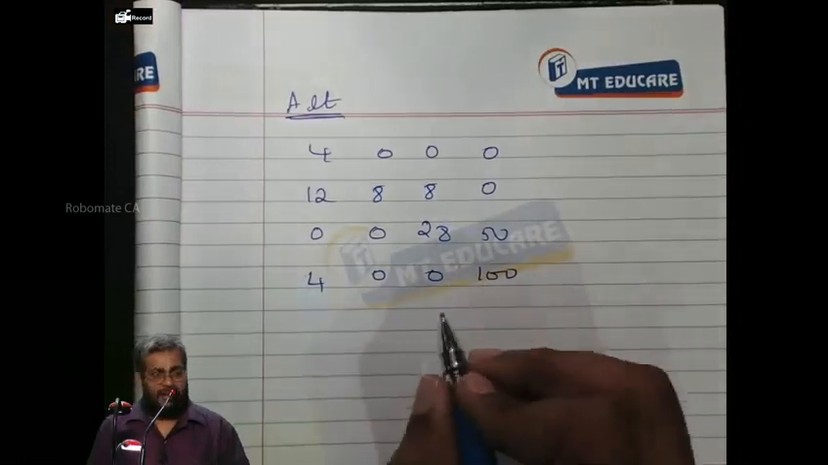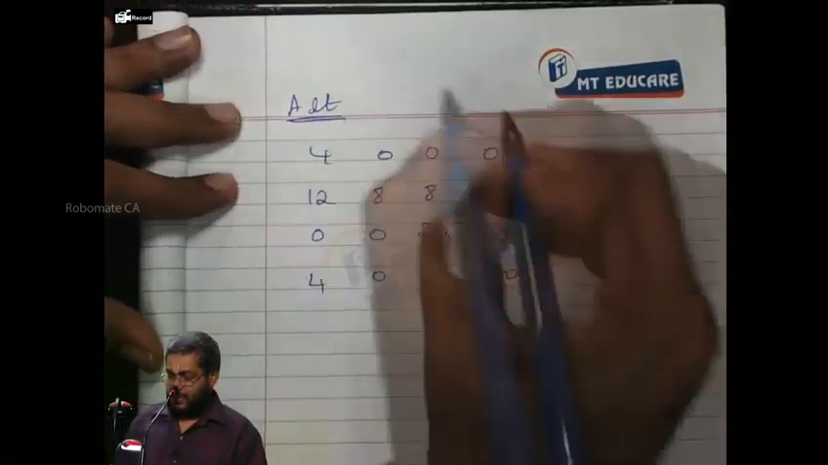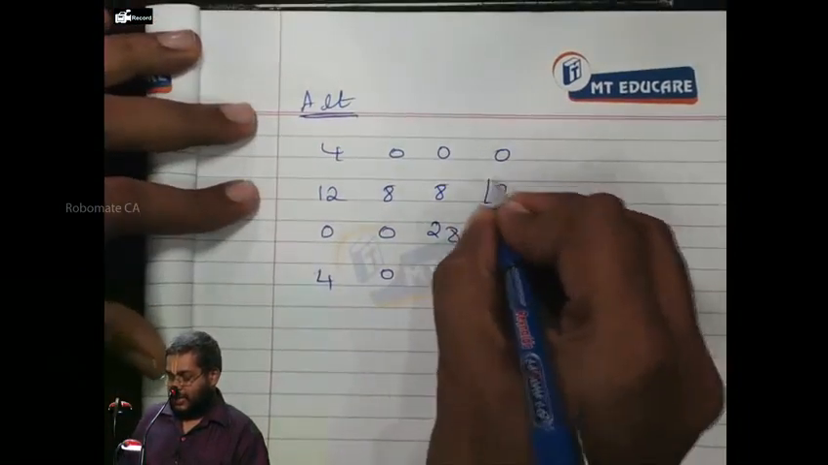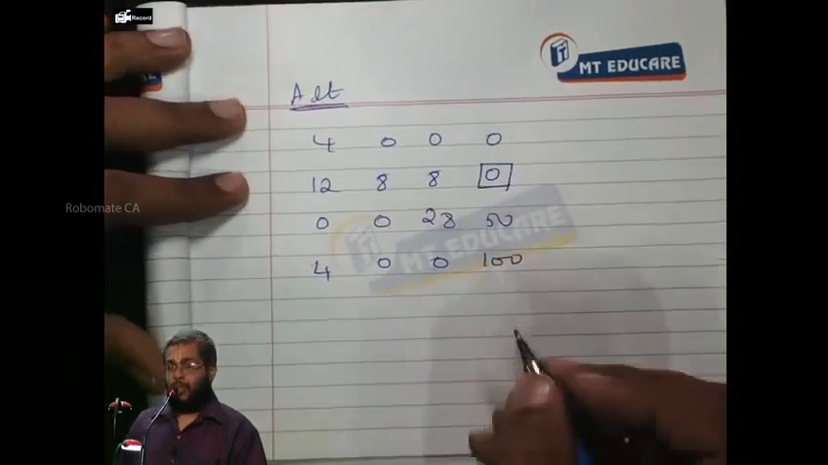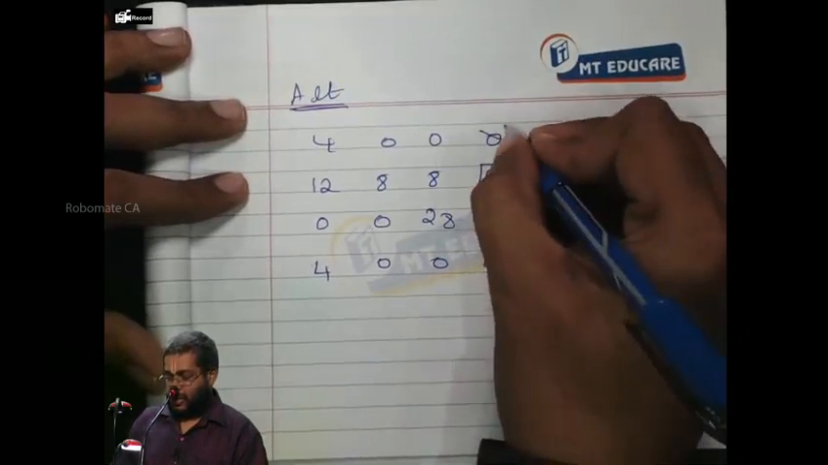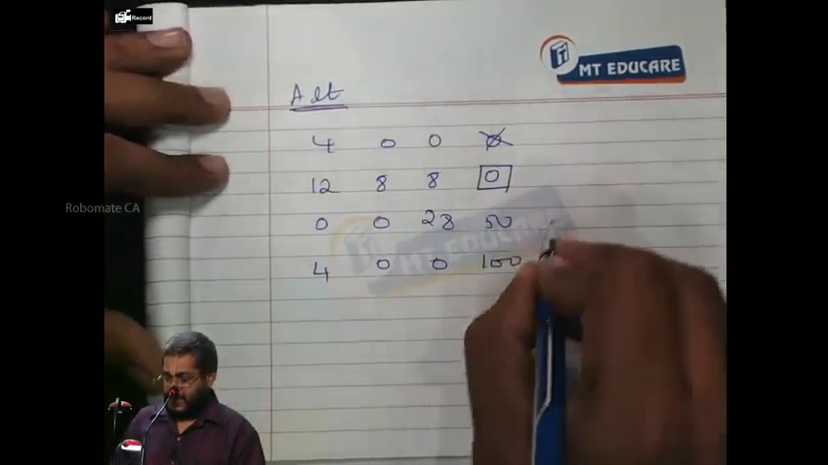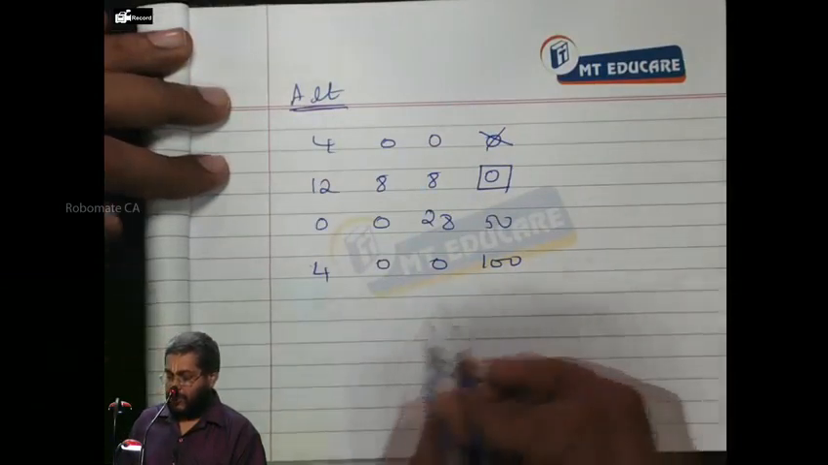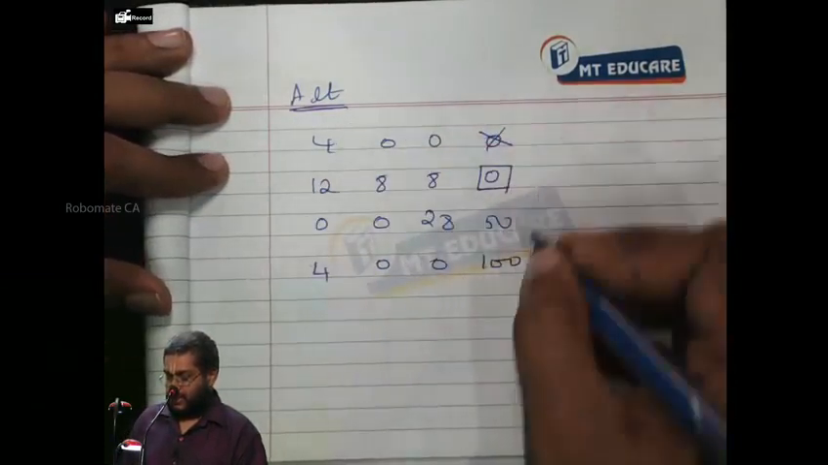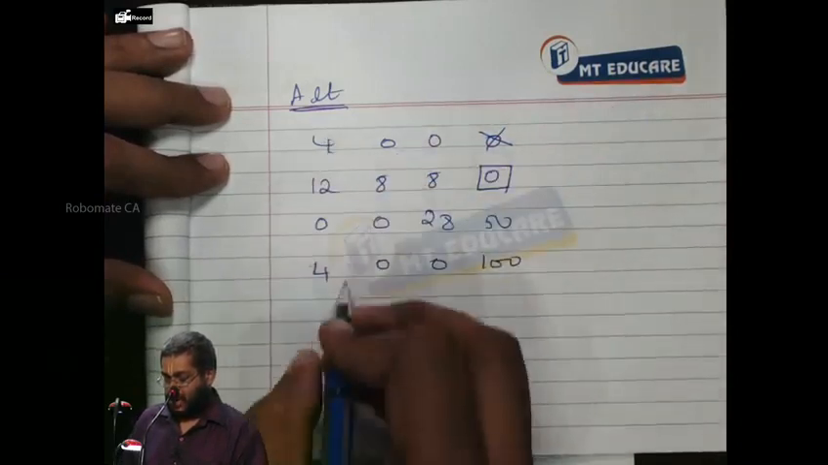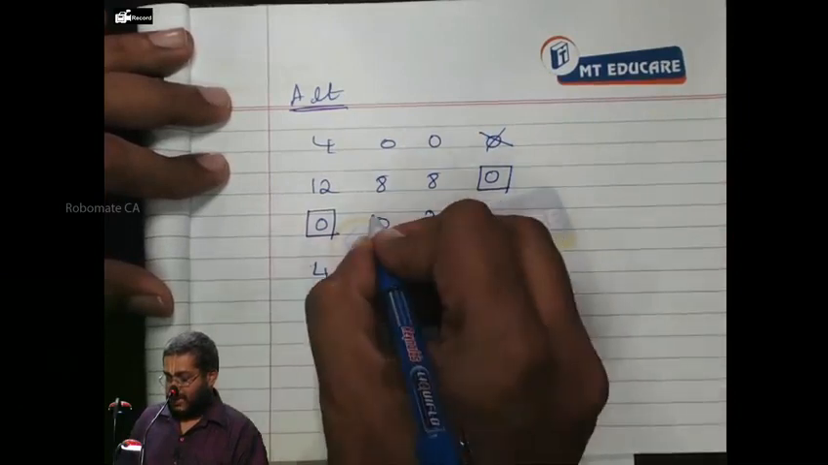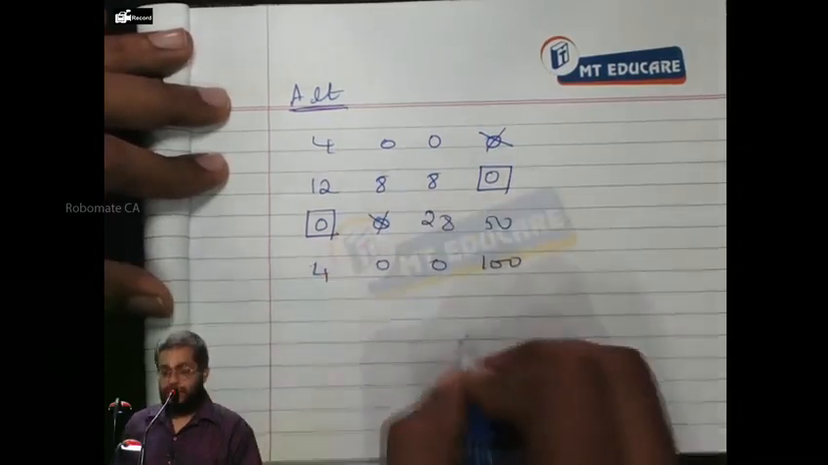Can you start making assignment or not? Is there any row with only one zero? Yes. Which row? Second row. I am making allocation here. What should I do? Cancel the zero above it. Is there any row with only one zero? No. Any column having only one zero? Yes. Which column? First column. Where should I allocate? Allocate here. What should I do? Cancel the zero to the right.